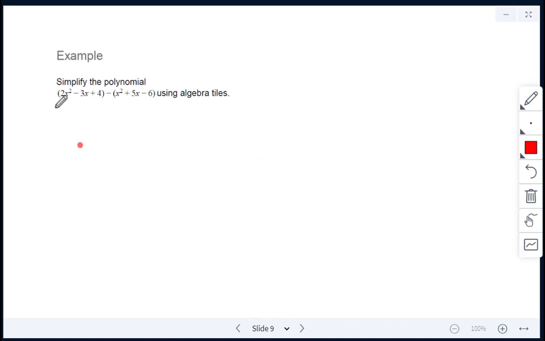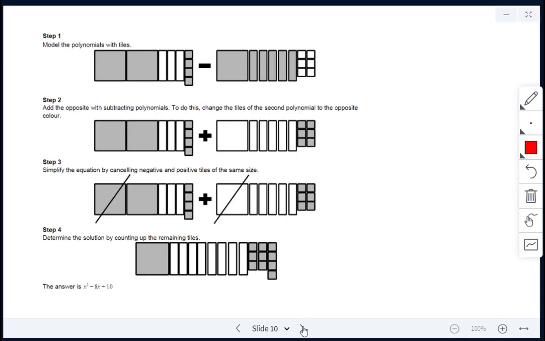So here's an example. We have 2x squared minus 3x plus 4, and then we have minus x squared plus 5x minus 6. So you can model this out as is, or you can write out your equation showing the subtraction. So you could do the 2x squared minus 3x plus 4, and then you can show that you've done the multiplication of the negative 1 to everything inside the second bracket. So negative x squared minus 5x plus 6. Either way will work. So in this example, they modeled it with the polynomial tiles.